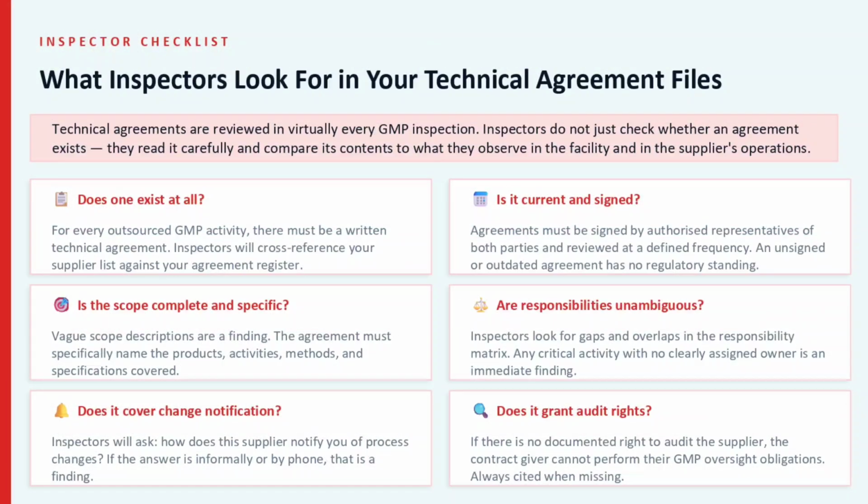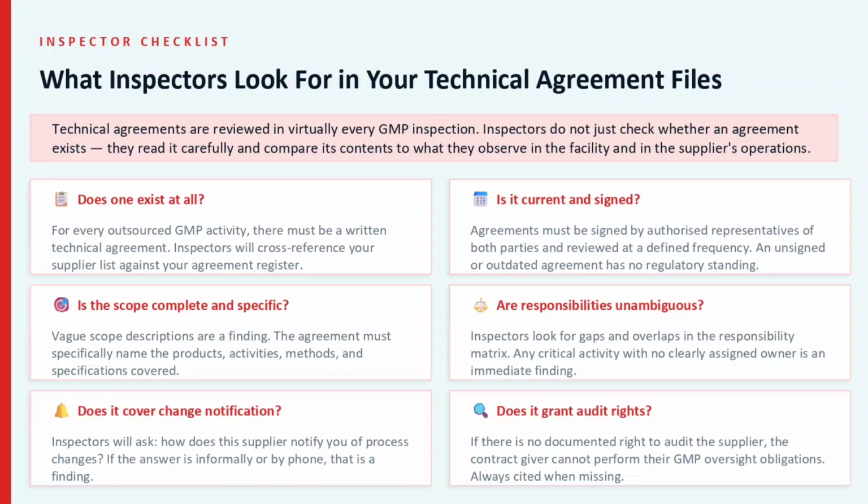Let me tell you specifically what inspectors look for when they review your technical agreement files, because this prepares you to have those files inspection ready. The first question an inspector asks is simply, does one exist at all? For every outsourced GMP activity, there must be a written technical agreement. Inspectors will cross-reference your approved supplier list against your technical agreement register. If there is a supplier on your list without a corresponding agreement, that is an immediate finding.